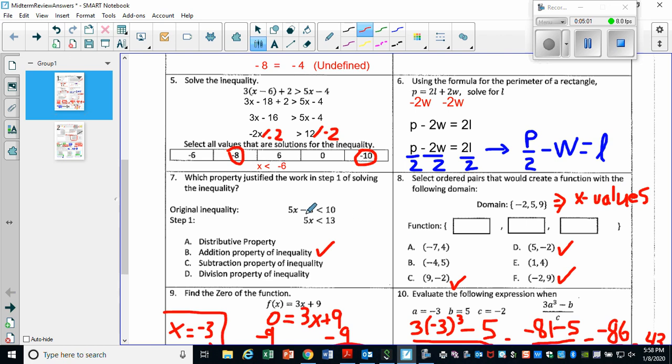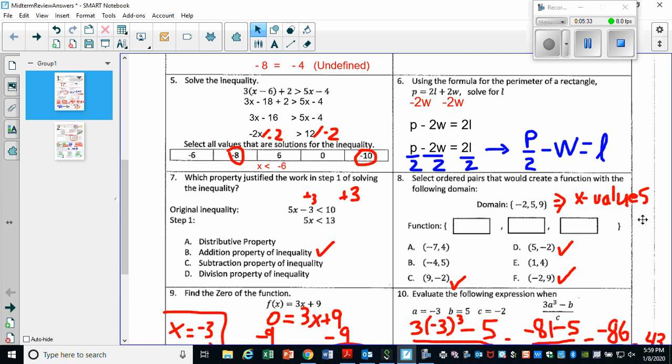Number 7, all you did was just add 3 to both sides. That's all you did. Plus 3, plus 3. Actually, I will move those plus 3s right here. So when you add the 3 to both sides, then you only have a 5x. 10 plus 3 is 13. Addition property of the inequality, since you did it on both sides of the inequality sign.